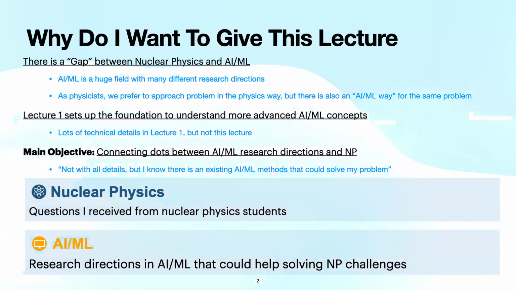That's why the main objective of this course, as suggested in the title, is connecting dots between the AI ML field and the nuclear physics field. After finishing this lecture, I want you to walk out with this kind of sense: I don't know all the details about those fancy machine learning models, but I know there exists an AI ML method, a recipe, that could solve the actual problem I'm facing in nuclear physics. That's why I'm saying this is a cookbook.